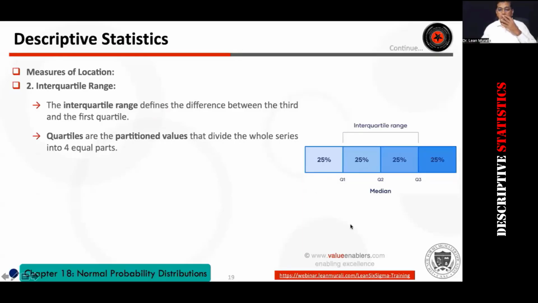Suppose you have 1,000 data points, and you divide the 1,000 into 4 parts: 250 data points here, 250, 250, 250, so 25% each. 0 to 25 is called Q1. 25 to 50 is called Q2. And 50 to 75 is called Q3. And finally, Q4 is the end. So Q3 minus Q1 is called the interquartile range.